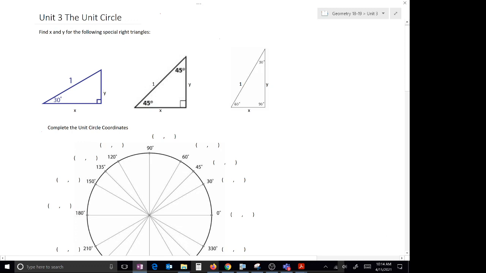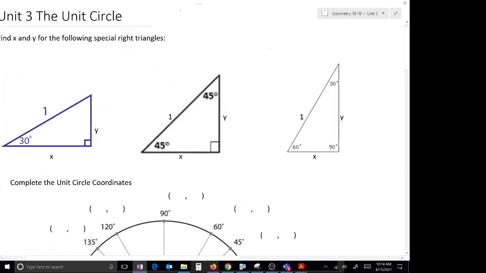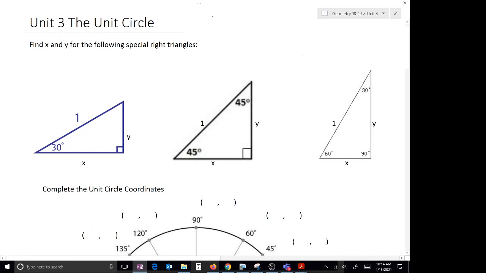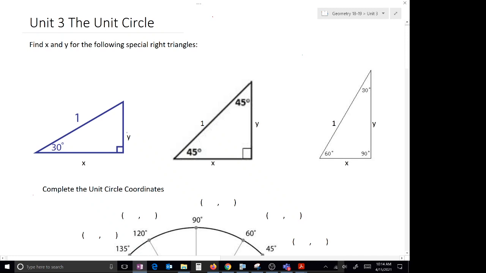Alright, so before we look at the unit circle, let's take a look at these three special right triangles. The first one is a 30, 60, 90 triangle, and it's got a hypotenuse of length 1. So here's our triangle. I'm just going to highlight it in red, and it's got a hypotenuse length 1, and we need to solve for the other two sides.